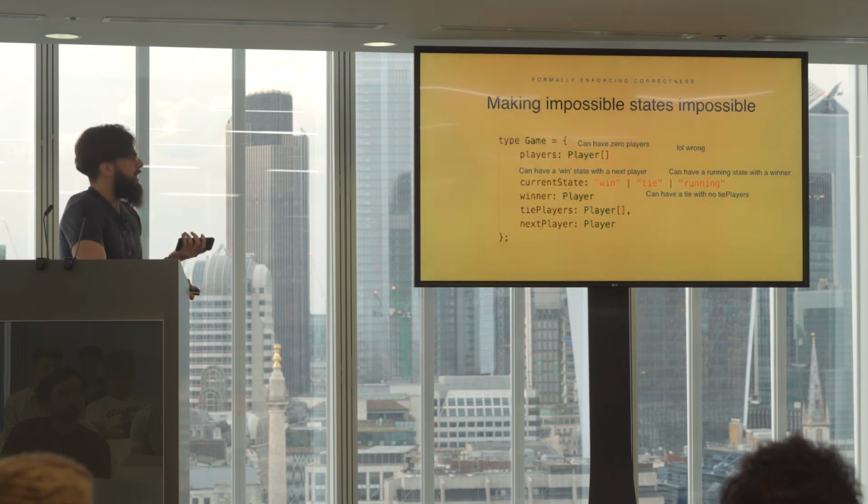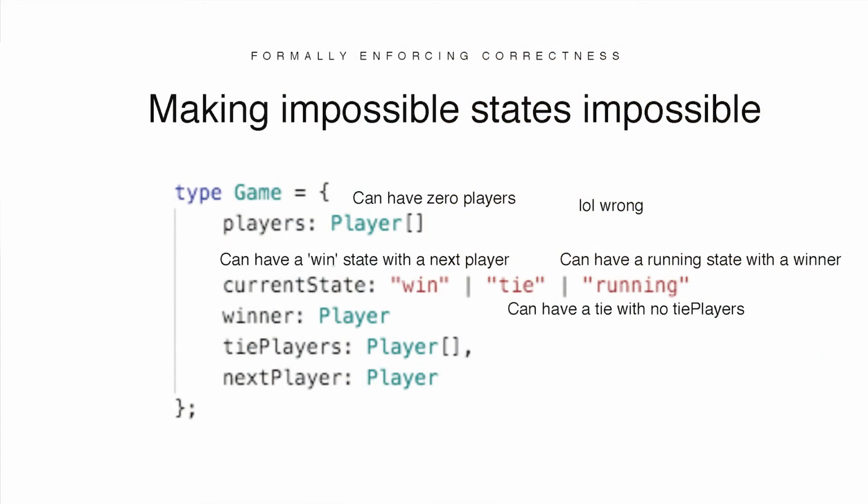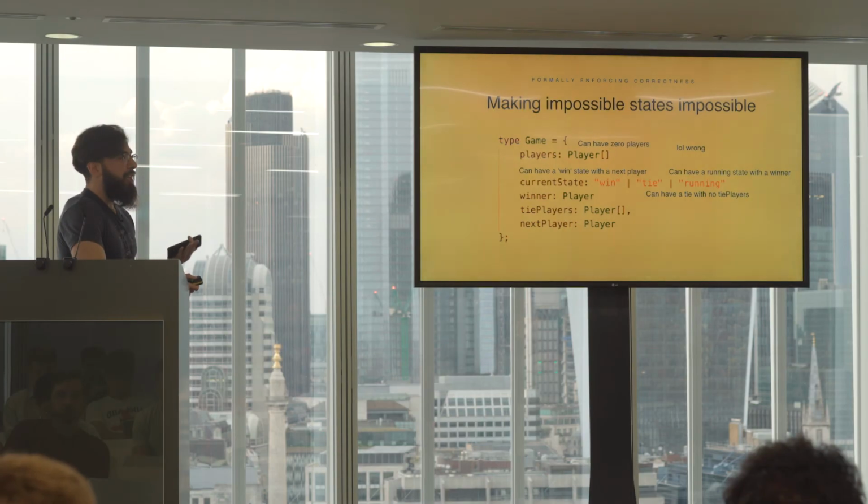Now for the game state, let's say I have a current state which indicates if the game is still running, if someone won, if there's a tie, or what's happening. There are many problems with doing it this way, right? First of all, we can have 0 players. We can have a win state with an X player. We can have a running state with a winner. We can have a tie with no players. We don't constrain this enough. So many wrong states are going to be possible, and we need to test for those wrong states.